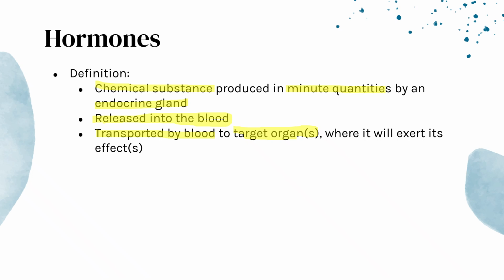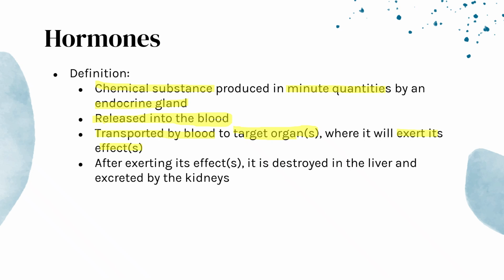Quite literal. And what the hormone does is exert its effects on the target organ. It depends on the hormone, as different hormones will have different effects. After the hormone is done exerting its effects, it is destroyed in the liver and excreted by the kidney.